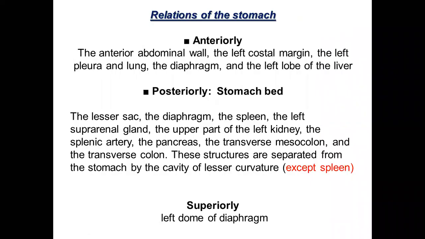Now coming to the relationships of the stomach: what is anterior to the stomach, and what is in the posterior relationship of the stomach. Anteriorly, the stomach is bounded by the anterior abdominal wall, the left costal margin, the left pleura, and the left lung. Because the stomach is lying on the left side, all the relations will usually come from the left side. That is the left costal margin, the left pleura and lung, the diaphragm, and the left lobe of the liver.